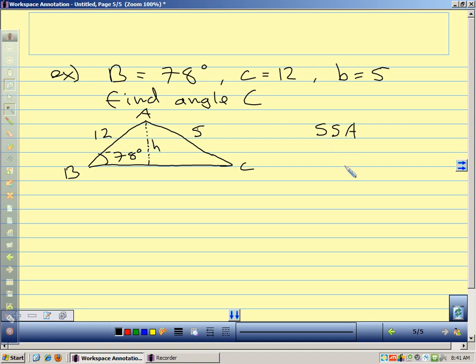We would have a triangle that looked like this. And no matter what we do here, this won't connect. So if 5 is less than the height, we won't have a triangle. So let's calculate our height. Our height is 12 sine 78 degrees. And if we plug this into our calculator, we get about 11.7.